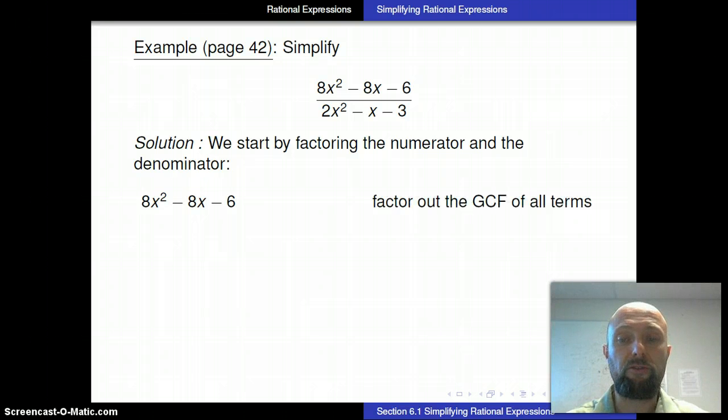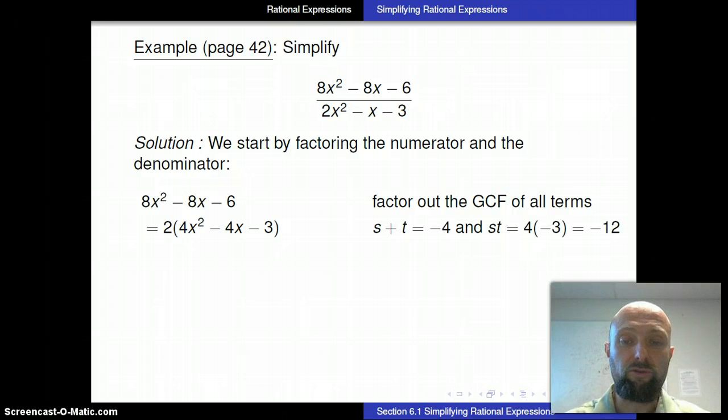First, we factor out the greatest common factor of all terms: 8x squared, 8x, and 6. The greatest common factor is 2, so we factor out 2. We are left with 4x squared minus 4x minus 3. To factor 4x squared minus 4x minus 3, we use the AC method.